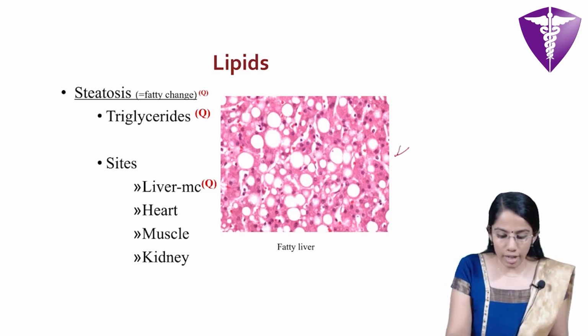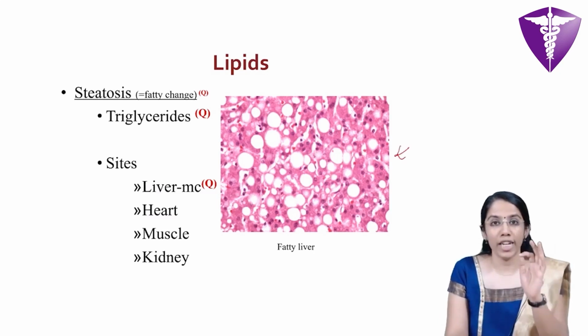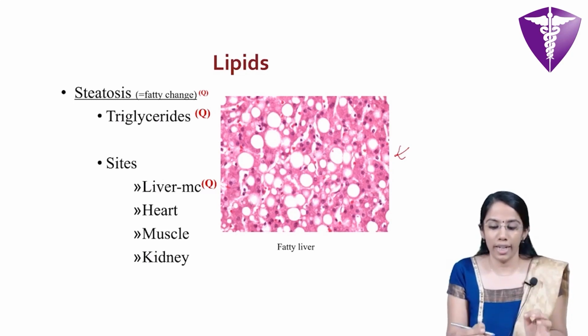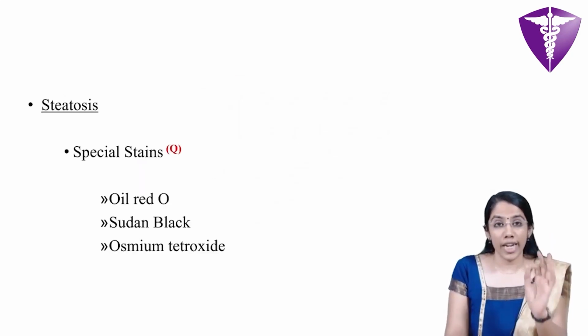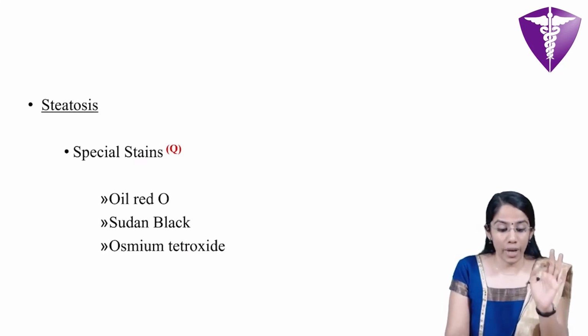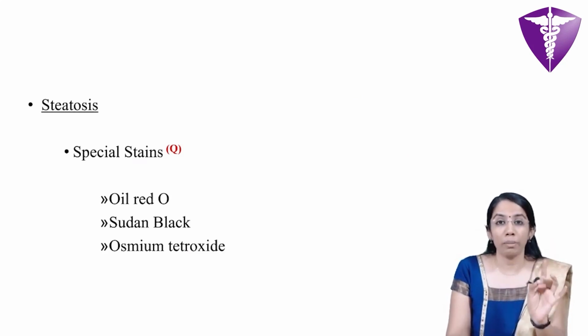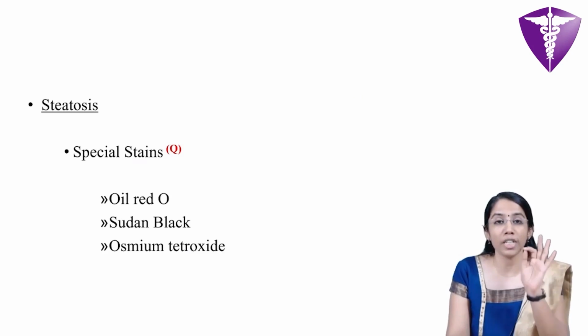So, this is an example of a diagram showing fatty liver, steatosis within the liver. The special stains used to demonstrate lipid, this is very important: Oil Red O, Sudan black and osmium tetroxide. These are the special stains used to demonstrate lipid.